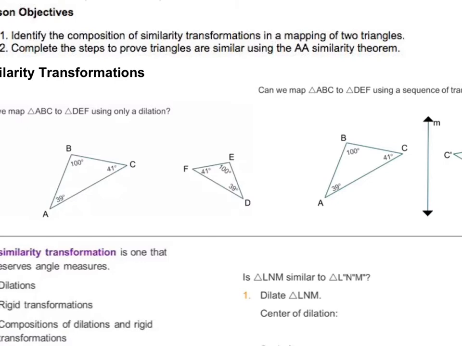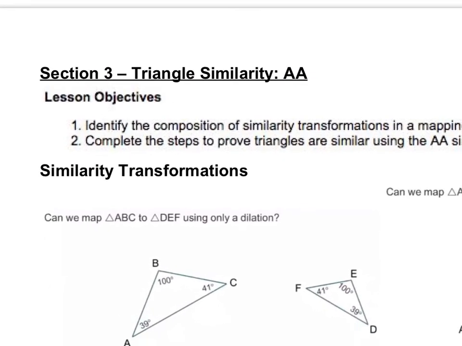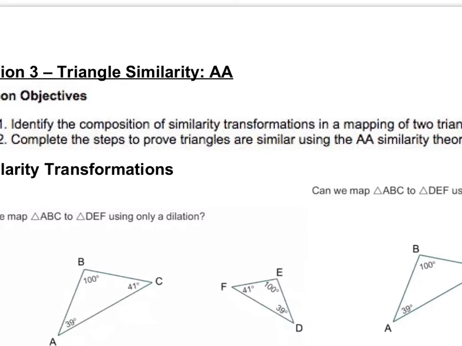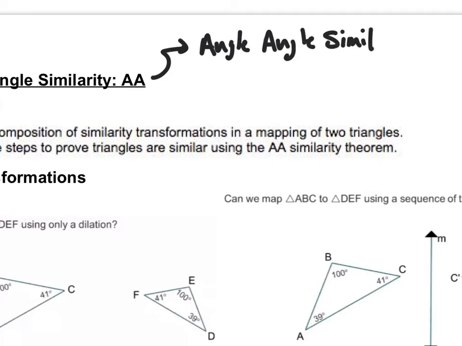So when we talked about congruent triangles, we had all those different things. Angle, side, side, all that kind of stuff. We have the same properties with triangles and similarity. So what we're going to talk about is angle similarity. So AA stands for angle similarity. Okay.